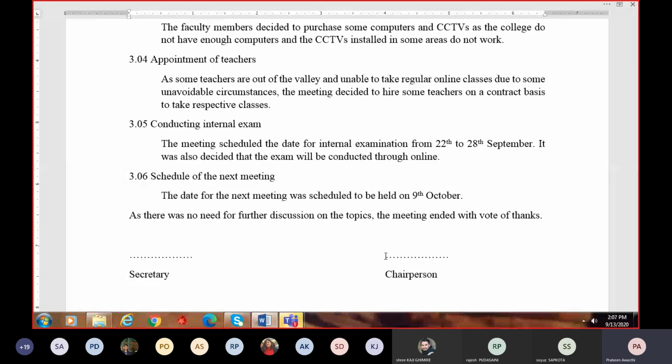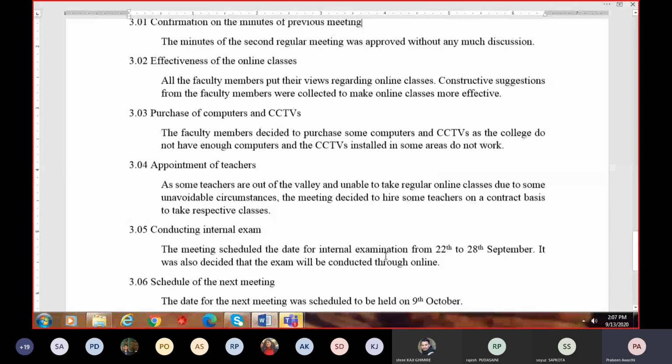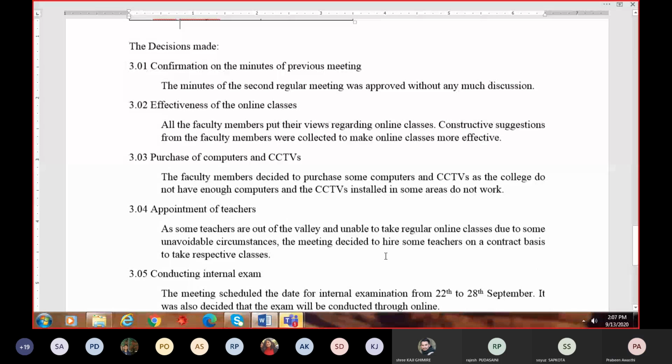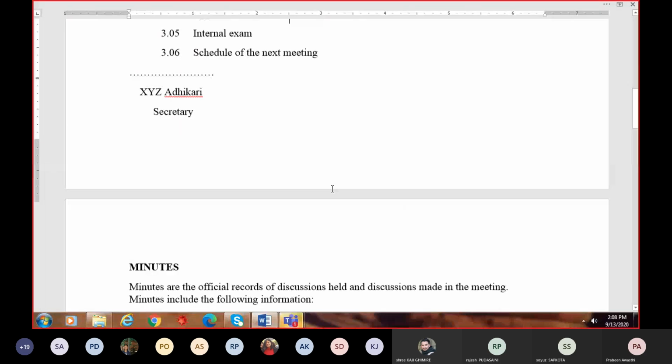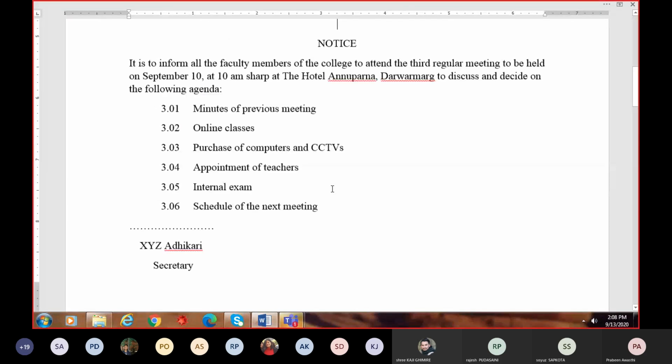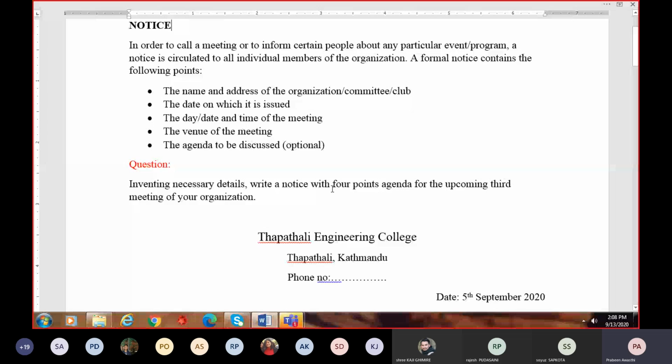Okay, so you write in this way. When you write minutes, what you should do is think of the agenda and then the decisions made. Writing minutes is a bit of a complex thing, right? Complex means you should think a lot, nothing more than that. So writing notices and writing minutes, these are two important topics of our today's discussion.